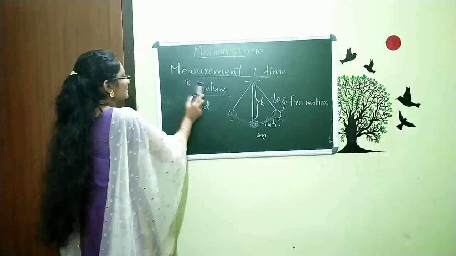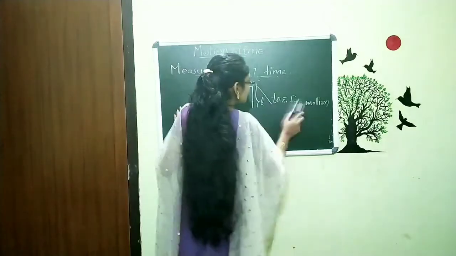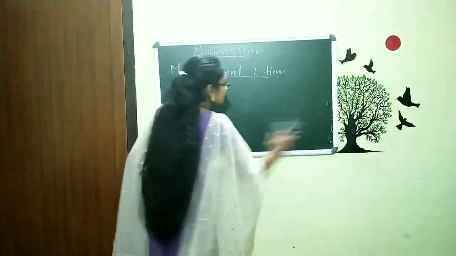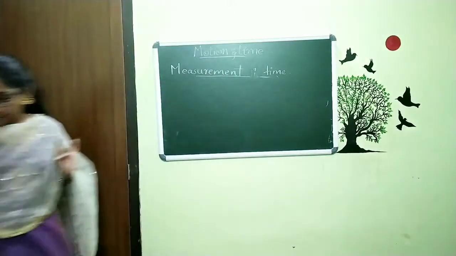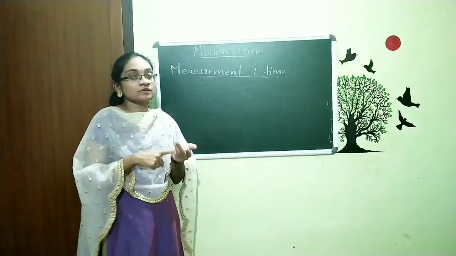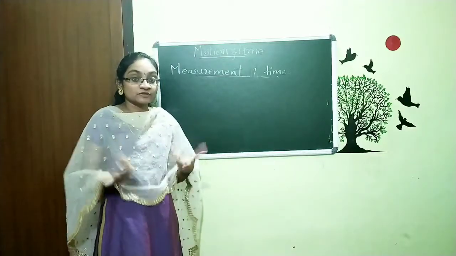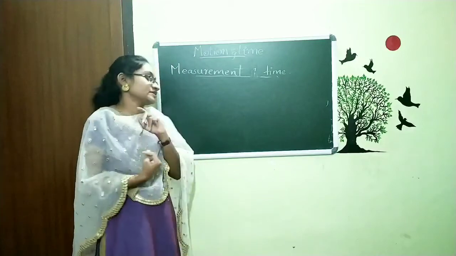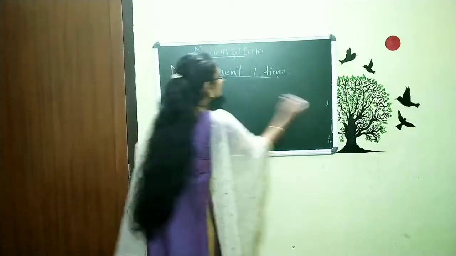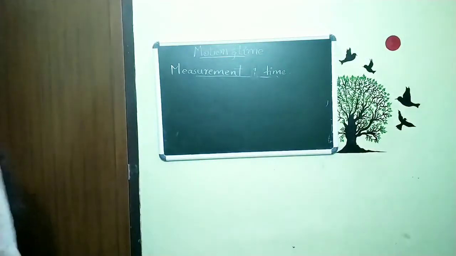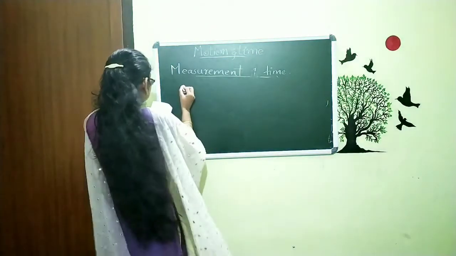In your textbook there is one experiment to find the time period of a pendulum. Now we are going to do this experiment. We want one simple pendulum and one stopwatch. Now I have no stopwatch, so I am doing this experiment using my watch. For that I need one table. The table is this.